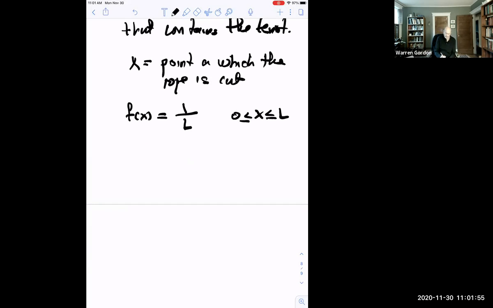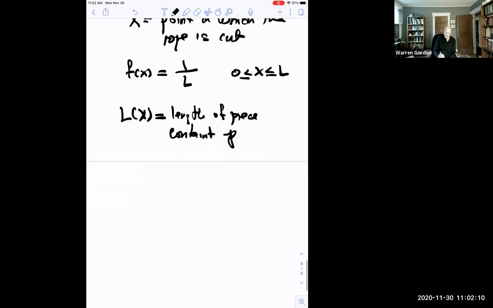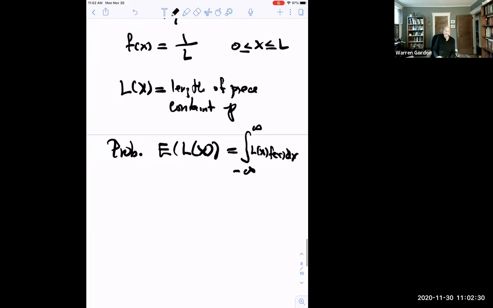The problem, by the way, let L of X equal the length of the piece containing the point, the knot, at P. So the problem is to find the expected length of this piece. That's the problem. And by the way, we know by definition, but we have to be a little careful here, this is just the integral of L of X times F of X dx. But let's be careful.